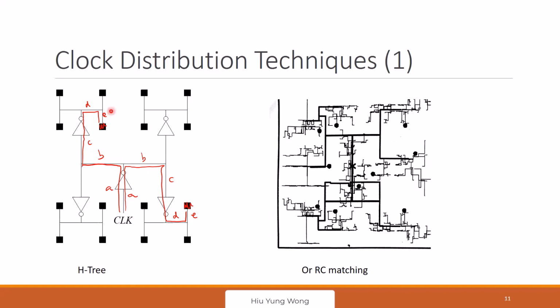Okay, and then when you reach this local region, you cannot do that anymore, but the delay won't have a big difference. Okay, another is RC matching. Why do I want to do this? If I have more resistance or capacitance here, I expect it's going to take more time. In that case, I should make it shorter. So for each branch, you try to match the capacitance and also the resistance so that you have the same delay.